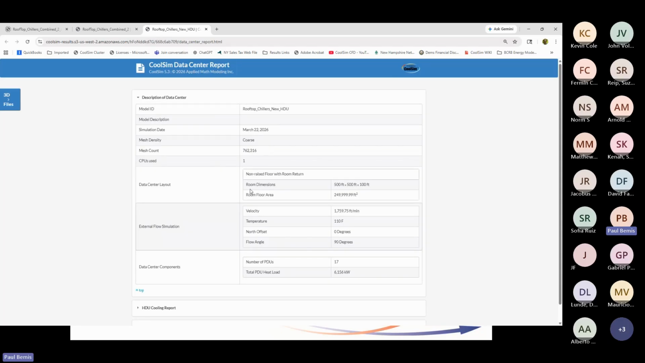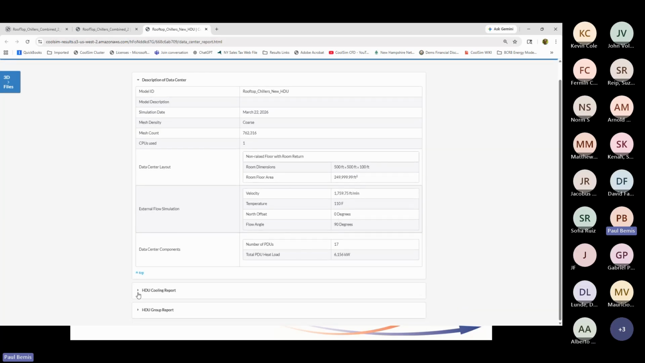Now, this room is the bounding box, so you can see it's 500 by 500 by 100. And we're covering 250,000 square feet, so to speak, not volume, it's area. We've got a temperature of 110 degrees. We've got a velocity in feet per minute that ends up being about 30 miles an hour. Wind flow angle is 90 degrees to the device.